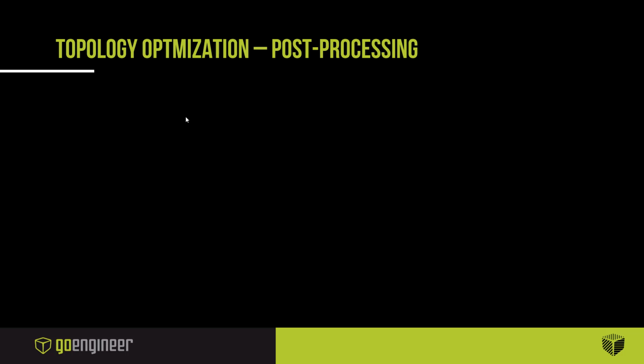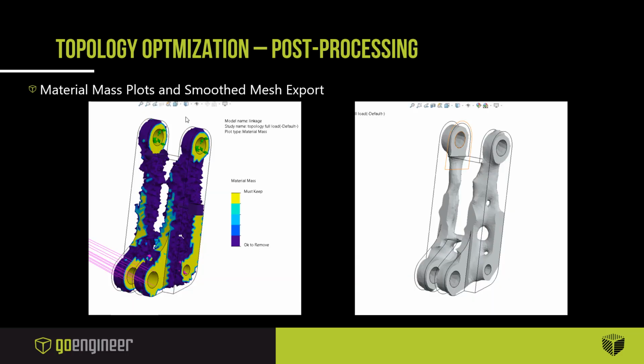In terms of the results, what do we get out of a topology optimization that sets it apart? We have something called the material mass plot. Think of this as a heat map of where material is the most important for the structural performance of the part that we're looking for.